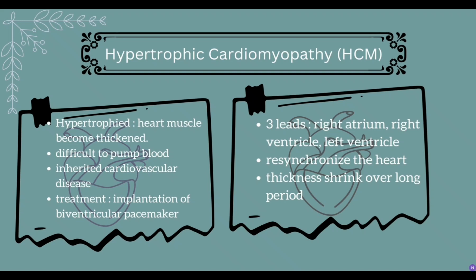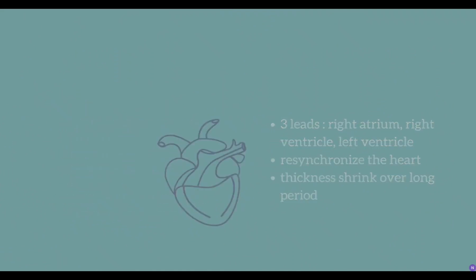If heart muscle does not respond to medication, devices such as a pacemaker will be inserted inside the body. For HCM, a biventricular pacemaker is recommended to be used. This device has three leads that are connected to the right atrium, right ventricle, and left ventricle. A biventricular pacemaker helps to resynchronize the heart. It also causes the thickness of the ventricular wall to shrink over a long period.